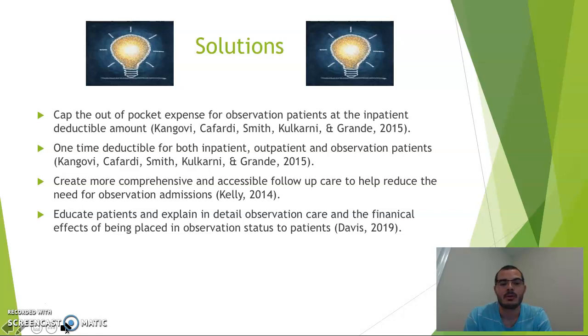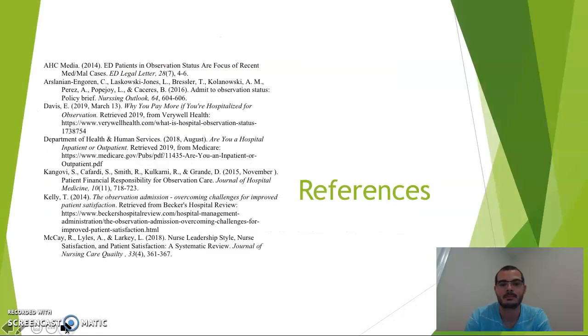The fourth solution would be to educate patients and explain in detail observational care and the financial effects of being placed in observation status. This is something that should be done regardless of whether it's a solution or if nothing changes. People need to understand what is being expected of them and their financial burdens. Regardless of whether observation changes, this is something that should be practiced.